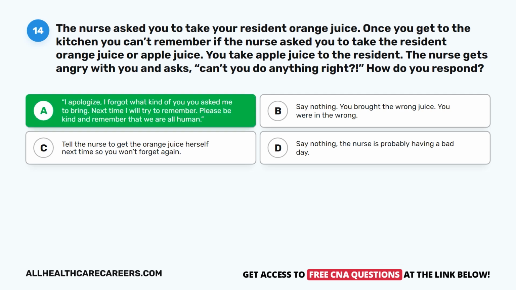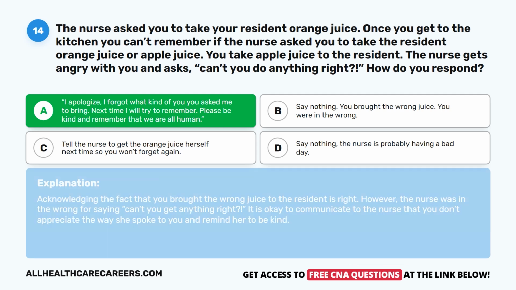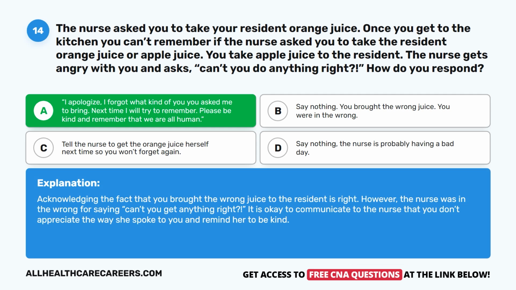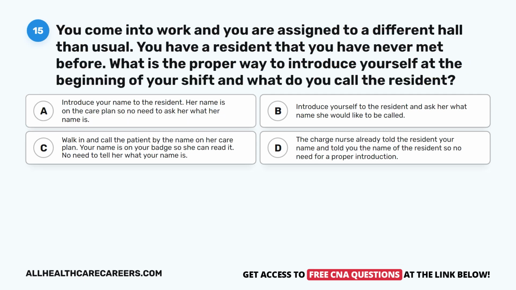The correct answer is A. I apologize. I forgot what kind of juice you asked me to bring. Next time I will try to remember. Please be kind and remember that we are all human. Acknowledging the fact that you brought the wrong juice to the resident is right. However, the nurse was in the wrong for saying, "Can't you get anything right?" It is okay to communicate to the nurse that you don't appreciate the way she spoke to you and remind her to be kind.